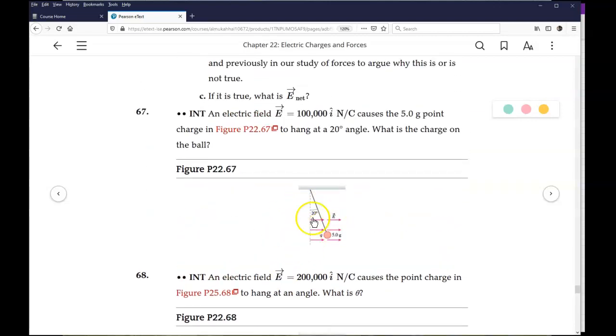All right, let's read the problem. Here is the picture right there. He says, an electric field, 100,000 i, of course, in the direction of the x-axis, Newton per Coulomb, causes a 5-gram point charge in the figure to hang at a 20 degree angle. He's asking, what is the charge Q on the ball? Okay. So you have this electric field coming this way, and then what is the value of Q? Got it? Okay, let's do it.